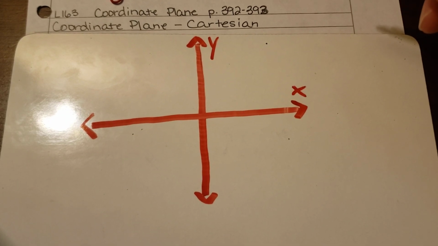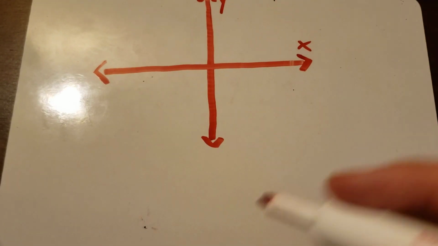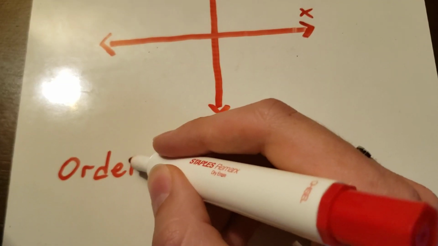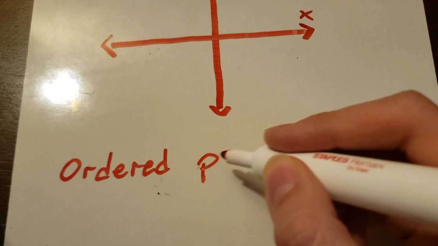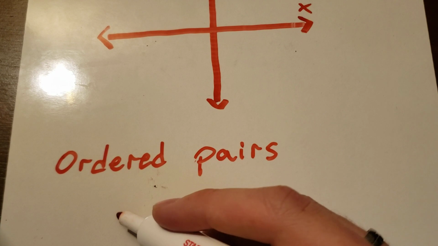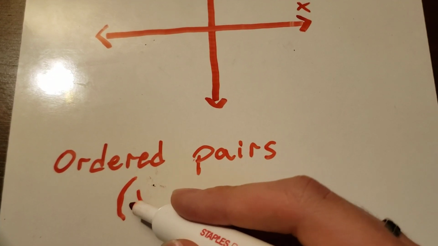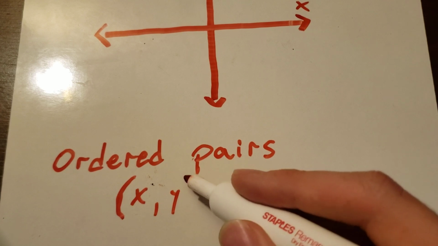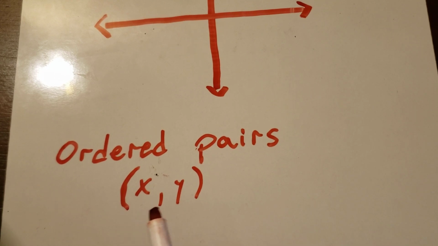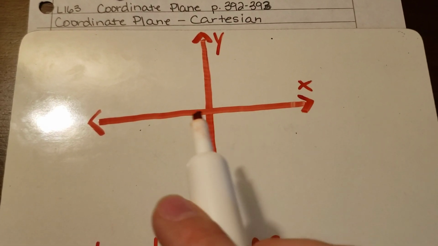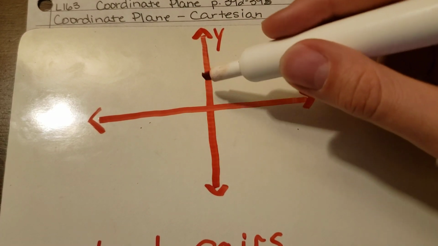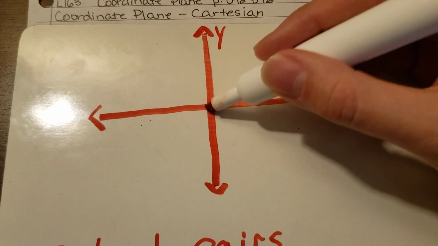Now, all of our points that we use, we call them ordered pairs. And ordered pairs always look like an x value, comma, a y value. Now, remember, these are variables, but what they're talking about is this. This is how they relate. Now, where these two axes intersect is this point right here.